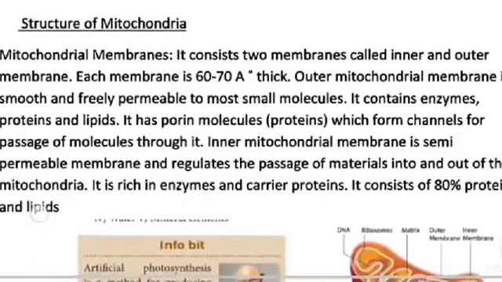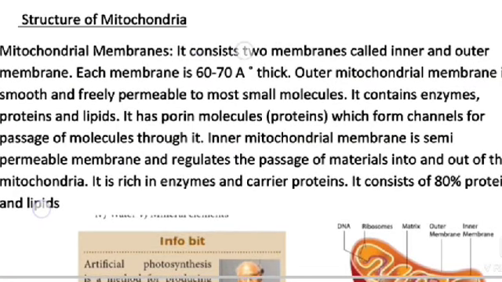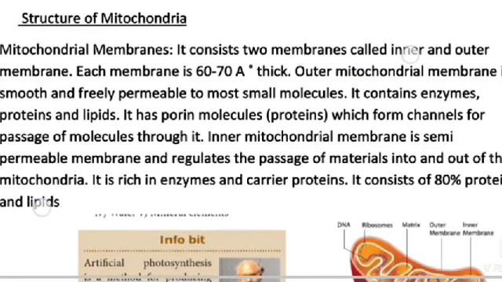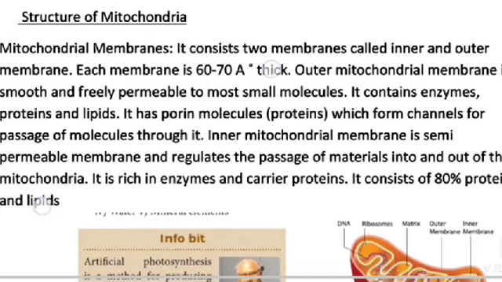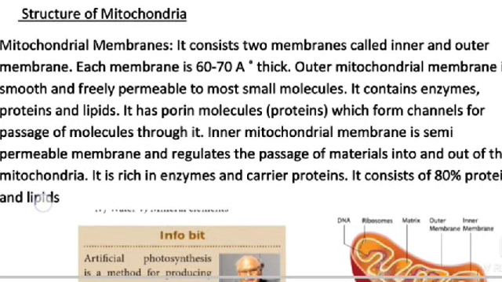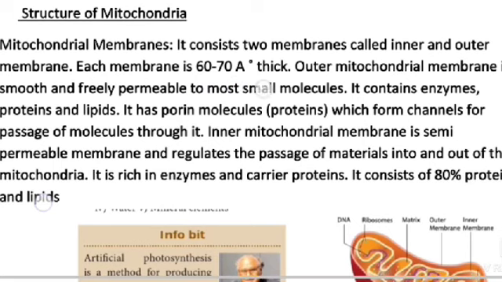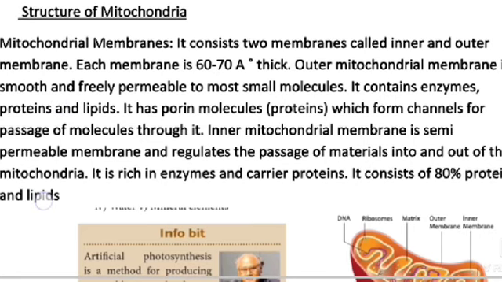Structure of mitochondria. Mitochondria membranes: it consists of two membranes called the inner and outer membrane. Each membrane is 60 to 70 Angstrom thick. The outer mitochondrial membrane is smooth and freely permeable to most small molecules. It contains enzymes, proteins and lipids. It has pore-forming proteins, which form channels for the passage of molecules through it.